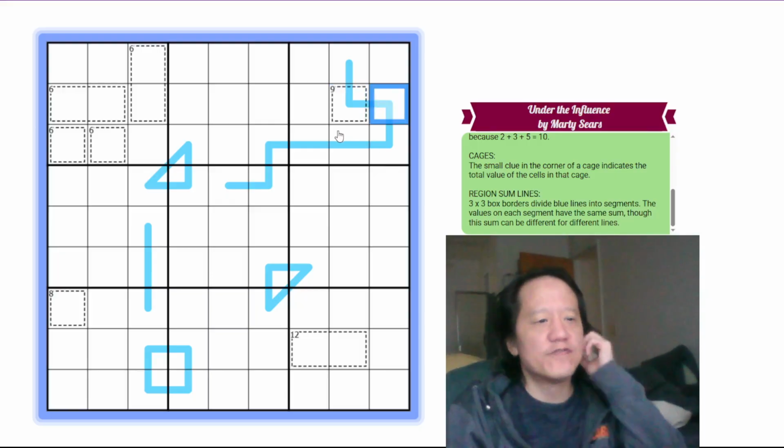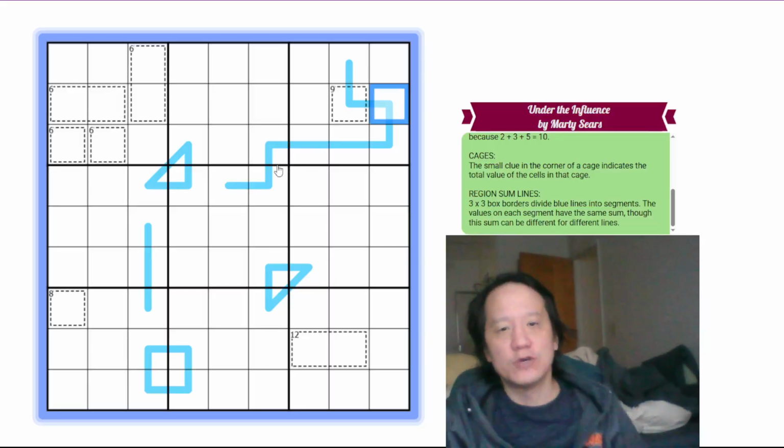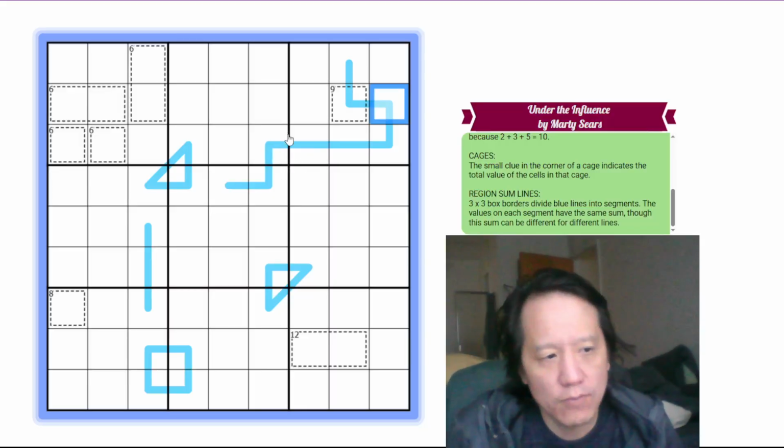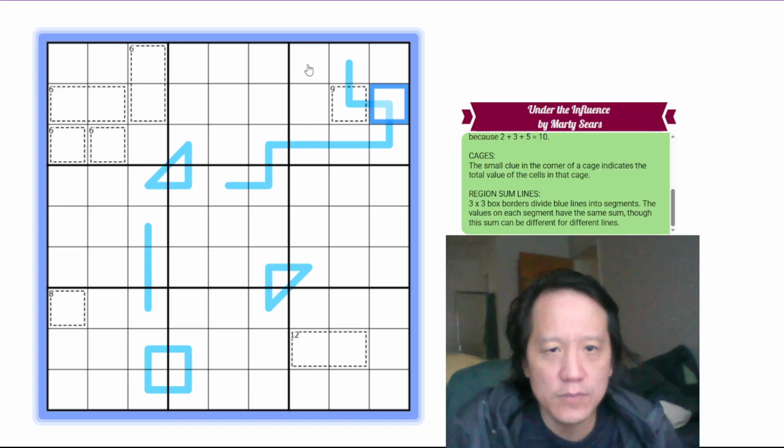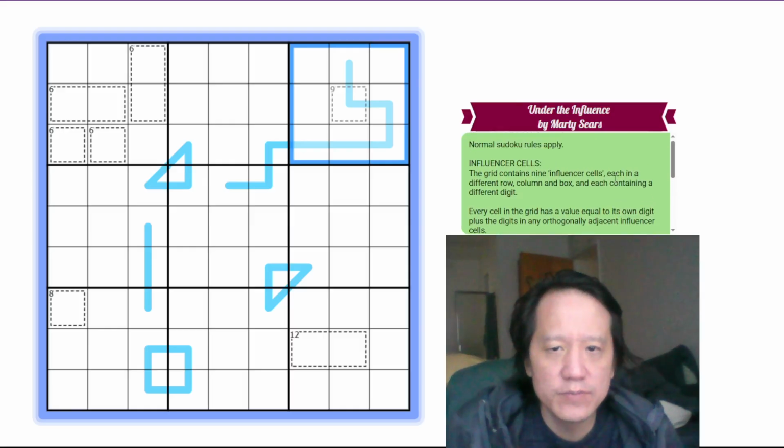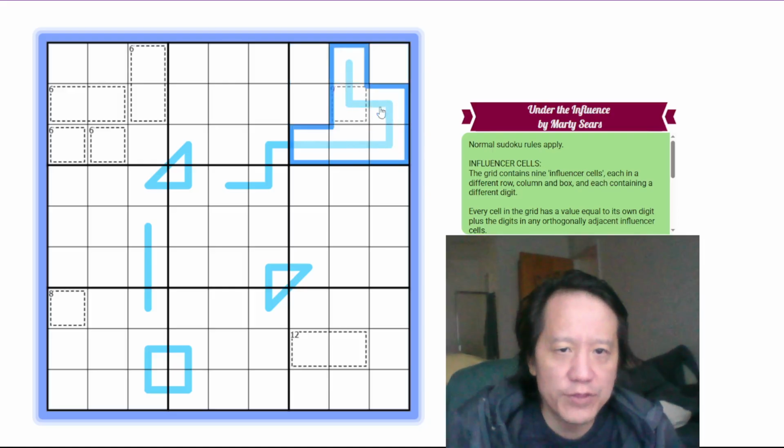Where is the influencer cell then? That's kind of the question, right? So there has to be an influencer cell in this box. This is at minimum value 1 through 5 plus 9. That's 24. We have to have an influencer cell here somewhere.